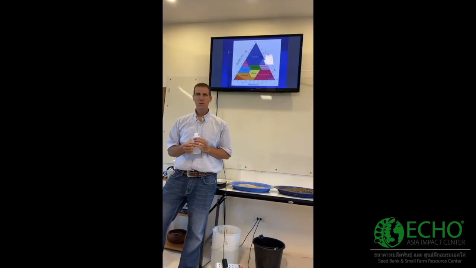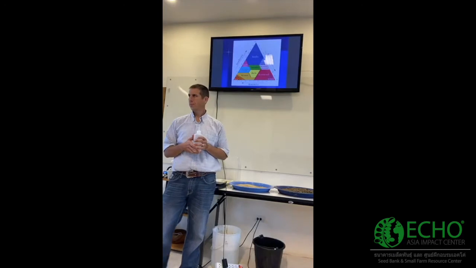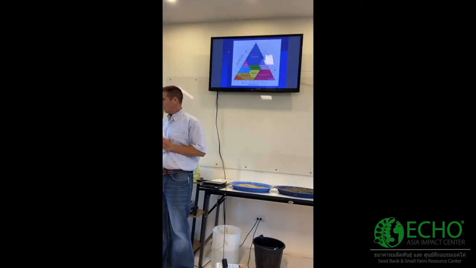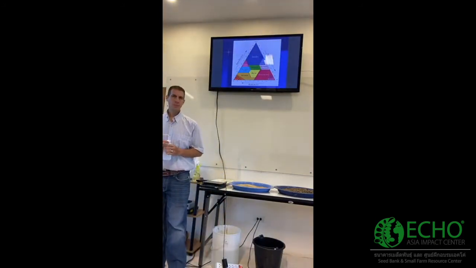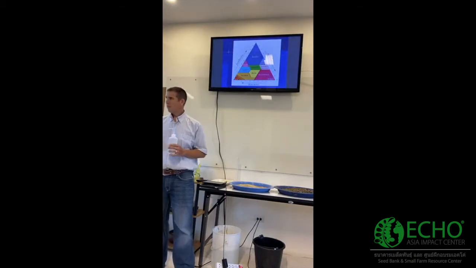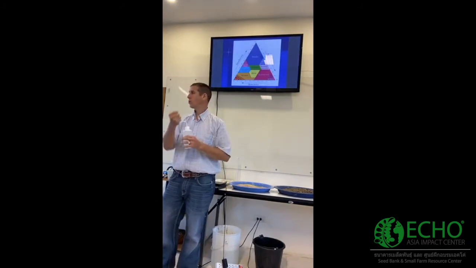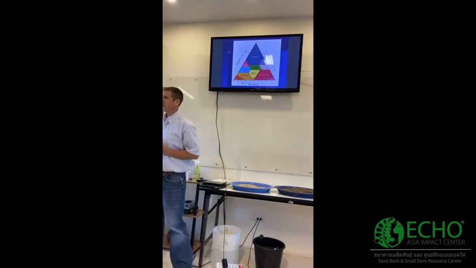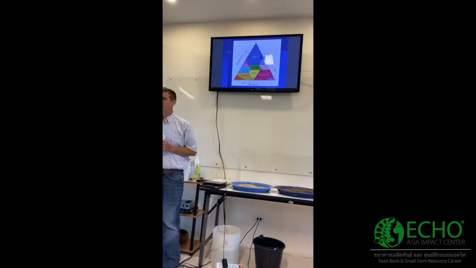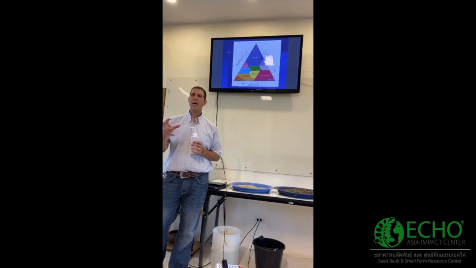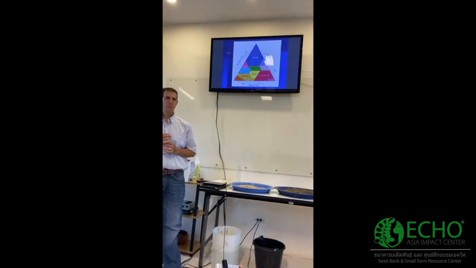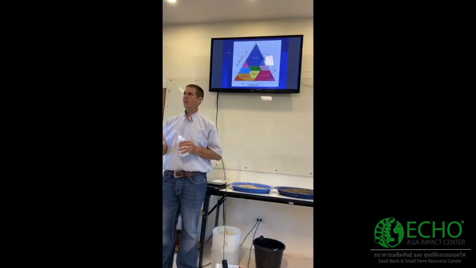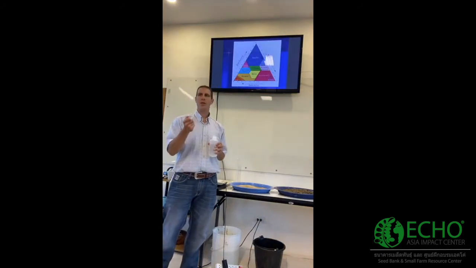So I need to make sure that all of the soil is moist with the water. But if I can squeeze the ball and water drips out, then it's too wet. So then I need to add a little bit of soil to take out some of the moisture. It takes a little bit of practice to efficiently get the soil wet and get the right amount so that you can determine the texture by hand.